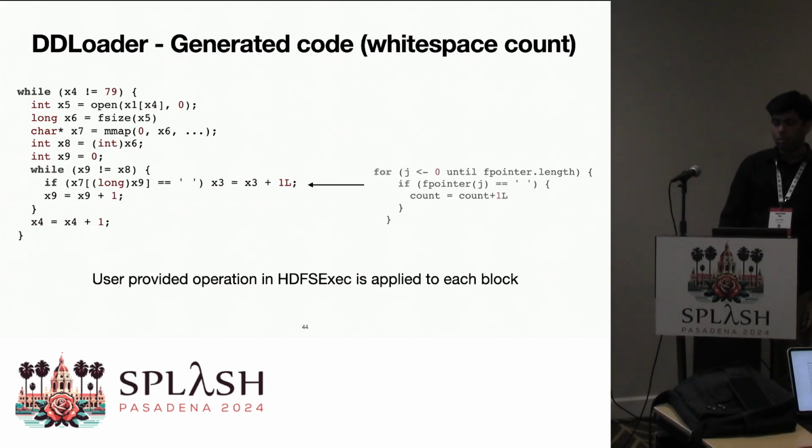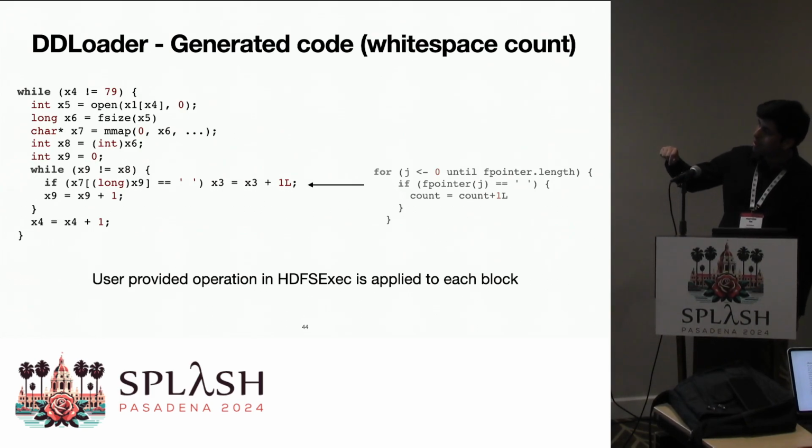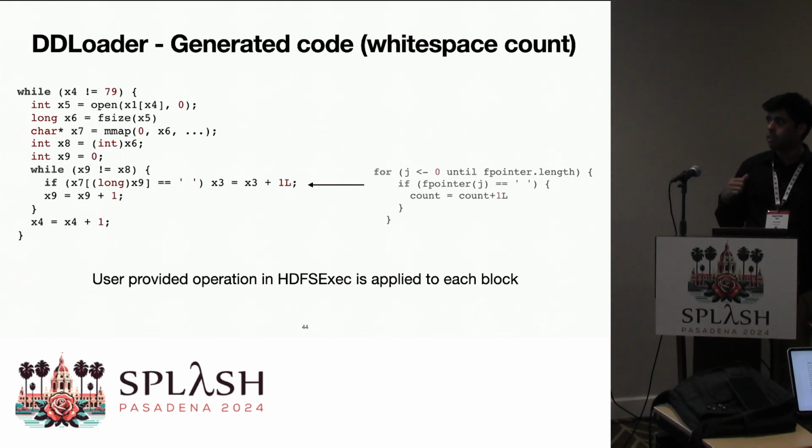Similarly, the user-provided operation over the HDFS file also generates C code that operates over this buffer. And as we can see, the buffer that has been read into is this x7 array, and we basically iterate over it, and if it's a whitespace, then we increment the counter variable x3.